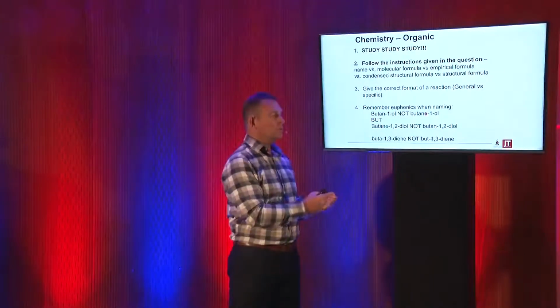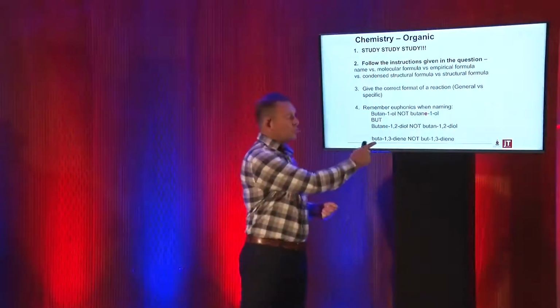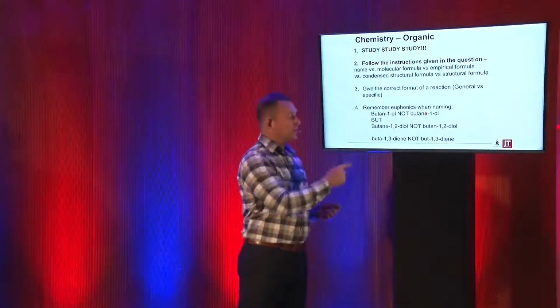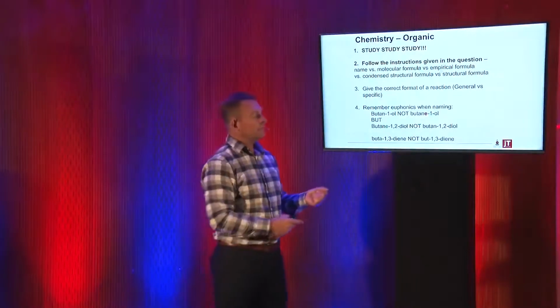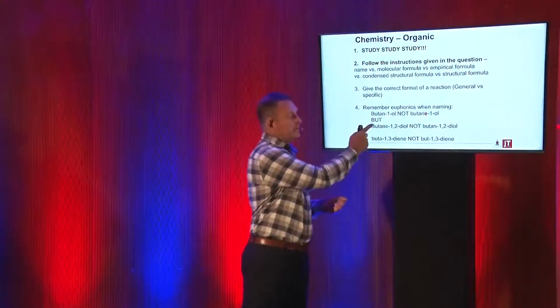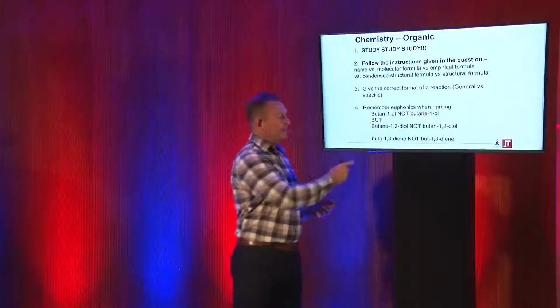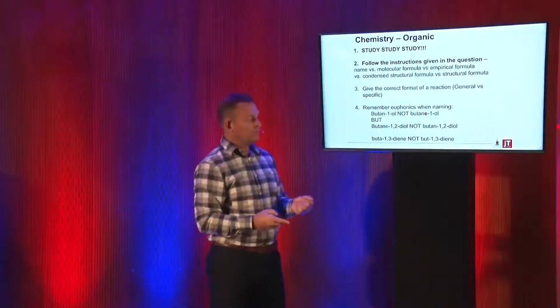The diols, you keep the E. When we have the dienes, we shorten it. We take off the an, we just say buta-1,3-diene. So remember the E's are included for the diols, and the ne is excluded for the dienes.